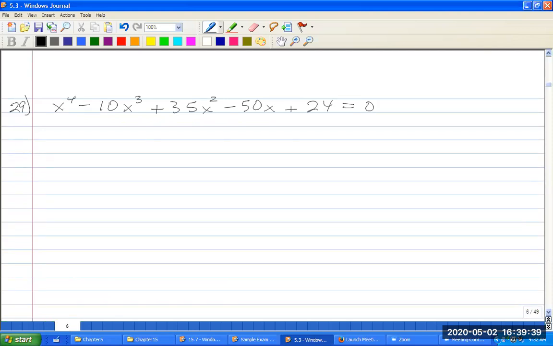Okay, so now let's do problem number 29. X to the 4 minus 10x cubed plus 35x squared minus 50x plus 24 equals 0. So this looks kind of complicated, but that's fine. Let's see if we can do this. So first, let's find all possible rational roots. And so let's find the values of p. And so let's factor 24.